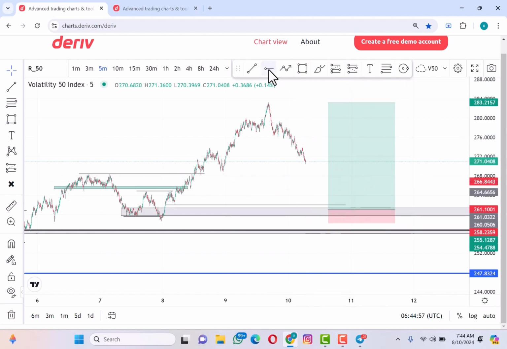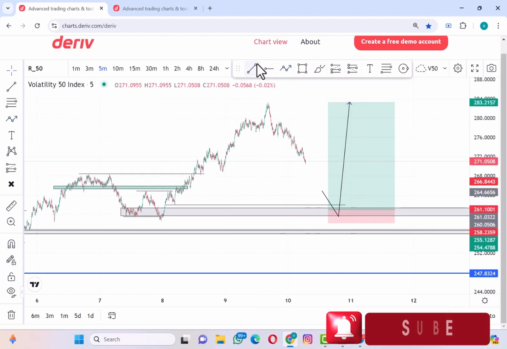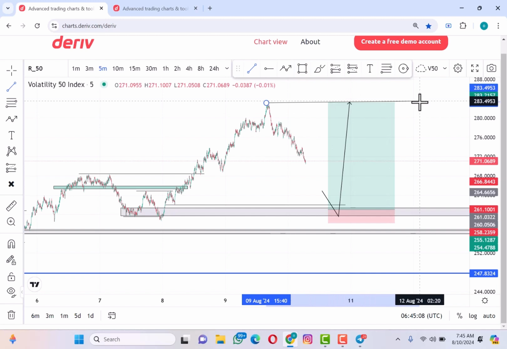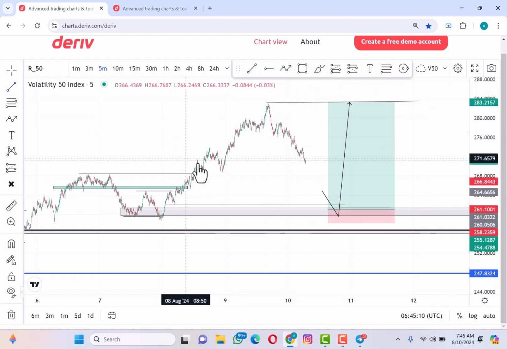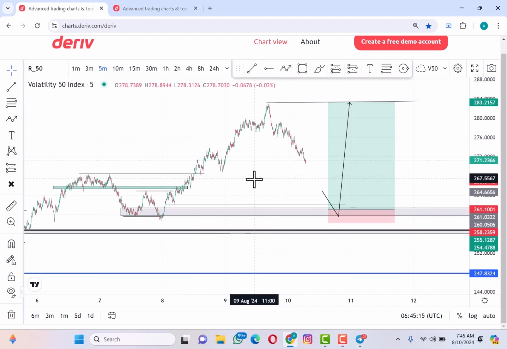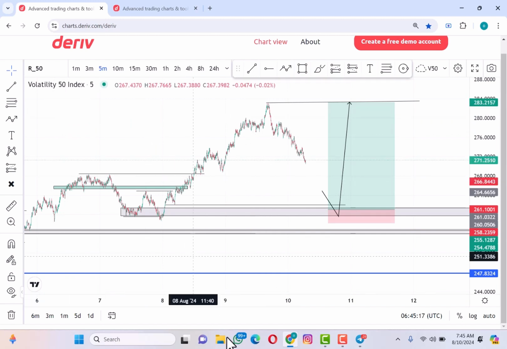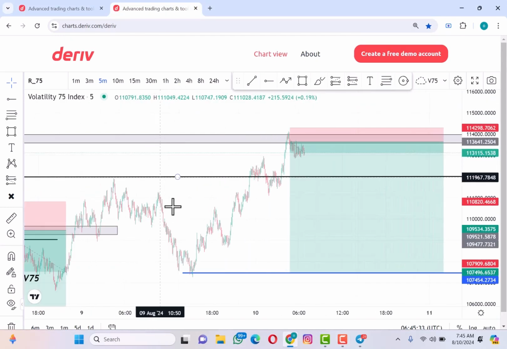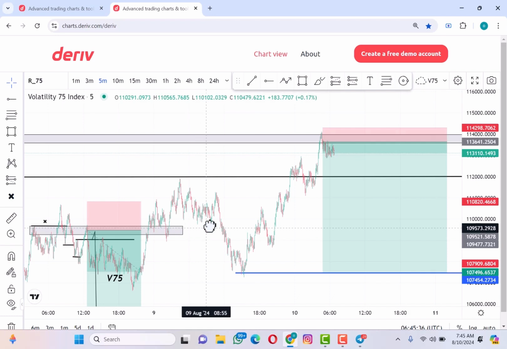So I'm actually waiting for something like this to happen, and then after my confirmation I can find an entry here and my take profit will just be around here. So that is basically what I am currently seeing on Volatility 25. Now, Volatility 50 index.